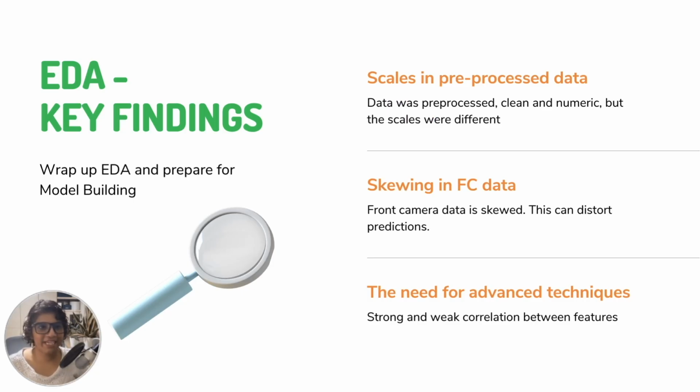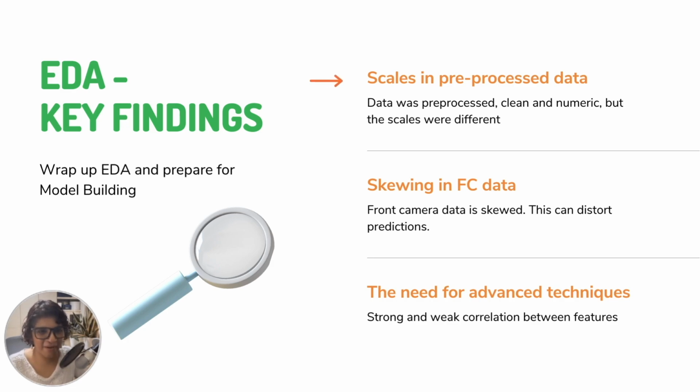We'll wrap up EDA for now and we'll take note of some key findings. We noticed that our data was pre-processed, didn't have any missing values, and they were all numeric. But they do have certain different scales when it comes to values. For example, some of our features are just zeros and ones, where others range between 2 to 4 digit figures.